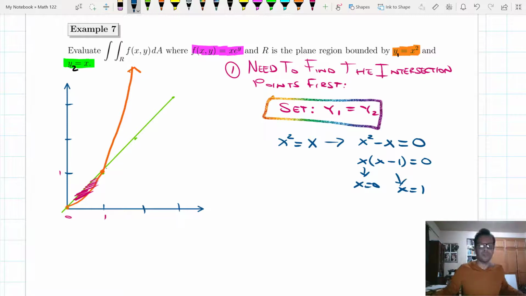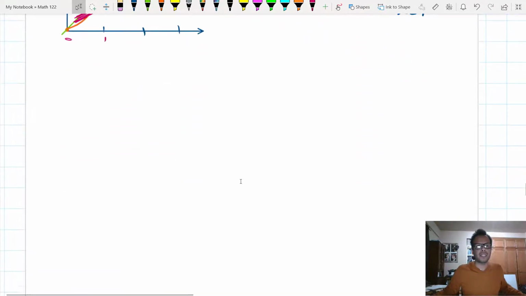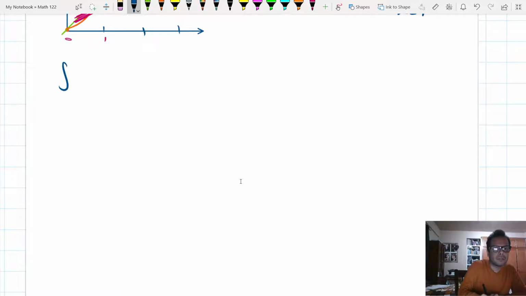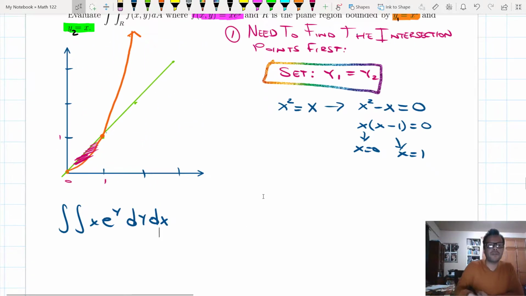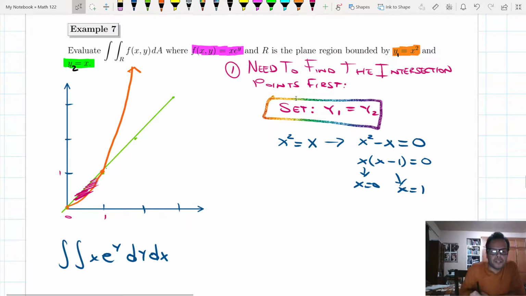Now let's set up the integral that solves this problem. Let's write down the double integral of x e to the y. In this case, I'm going to go again with dy first and then dx. Now what are going to be the limits? Let's go back to both functions. Notice the one in orange is the upper, y equals x squared.